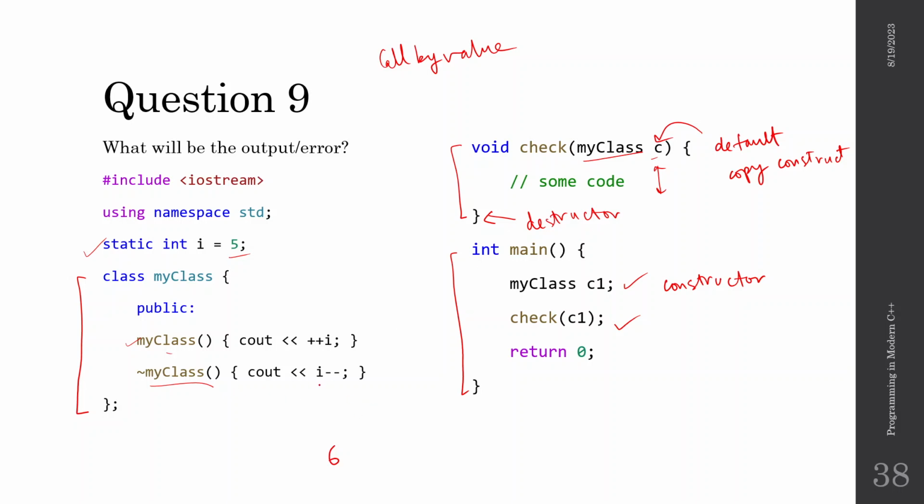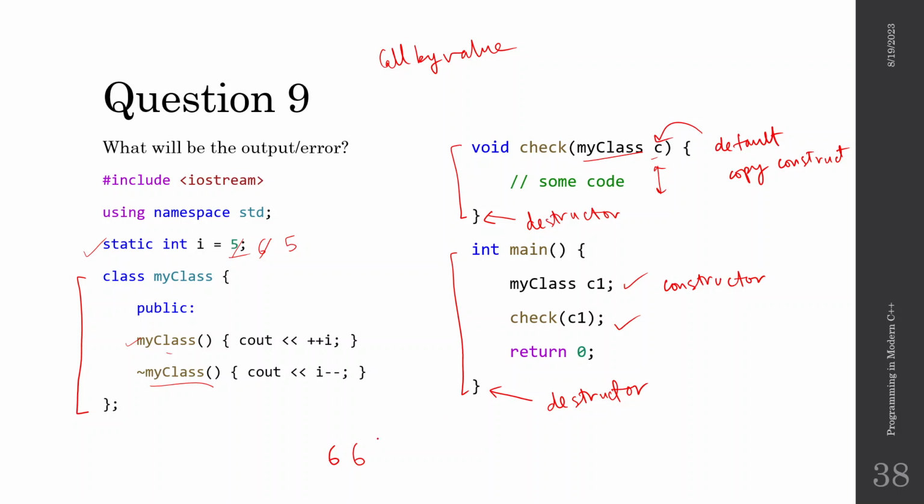Now destructor, you can see it prints I minus minus. So I minus minus, what it will do is it will print the value of I, and then it will decrement it. So current value of I was 6, so 6 will be printed. So it was 5, then it became 6, and now it has again decreased, so it will now be 5. Okay, then the code will again return here, and when the main function finishes, it will again call the destructor.